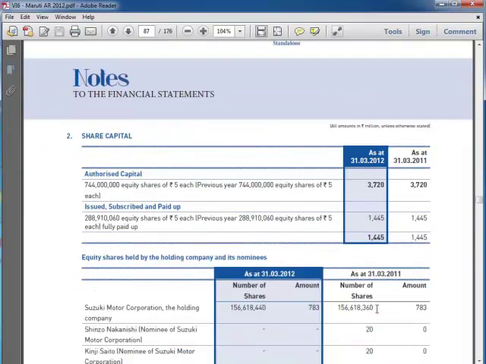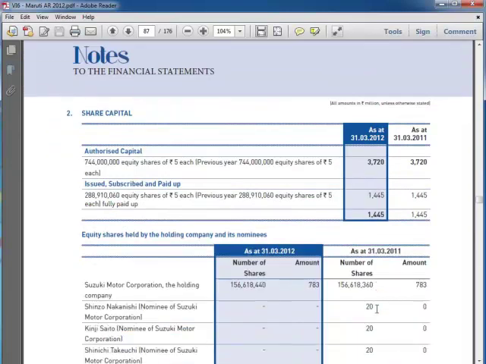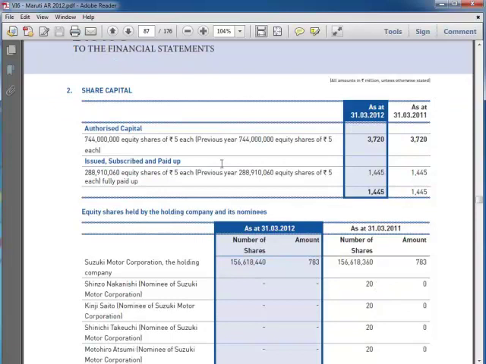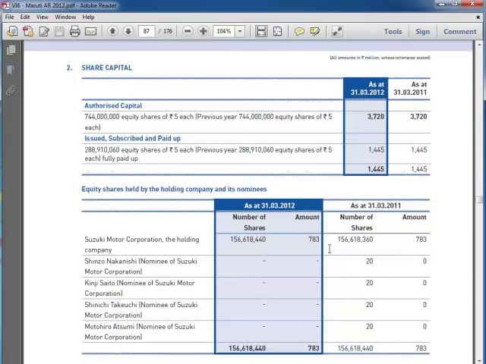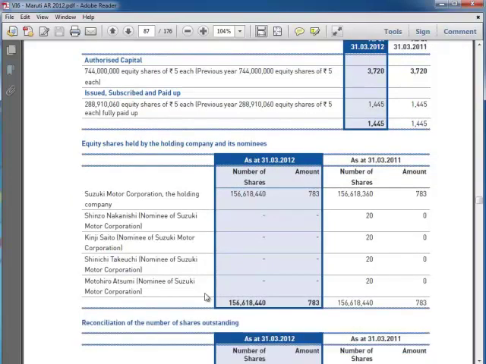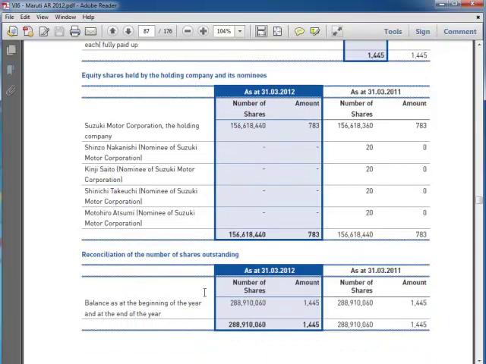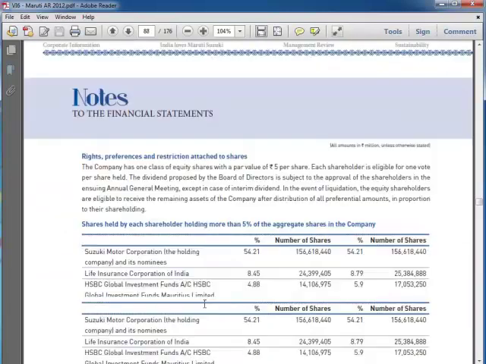Point 2 now refers to some detail for particular items that were calculated. So first we have share capital. The total share capital of the company is rupees 1,445 million, and this is 288.9 million shares of rupees 5 each. And then we have equity shares held by the holding company and its nominees, and how the shareholders are broken up. Reconciliation of the number of shares outstanding, again fairly straightforward.